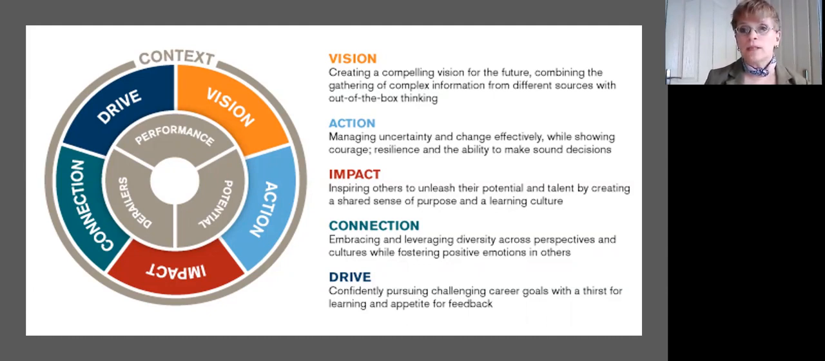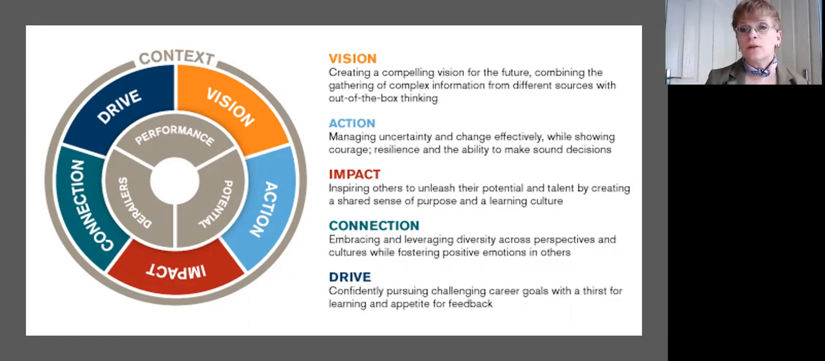Impact, of course, we want to have some impact. This is about inspiring others. This is empowerment. Impact is to help others to find their potential and their talent with a shared sense of purpose and a learning culture, which you as a leader must cultivate. Everyone is in this to learn together and to learn from each other.